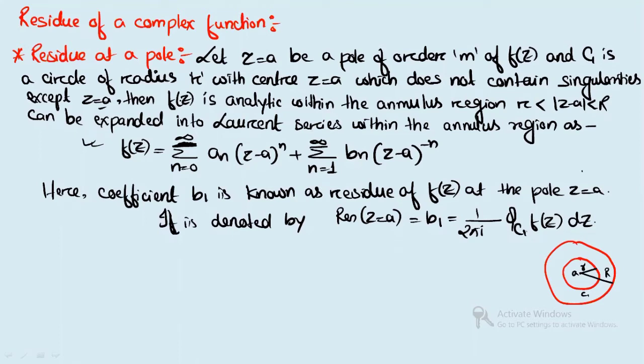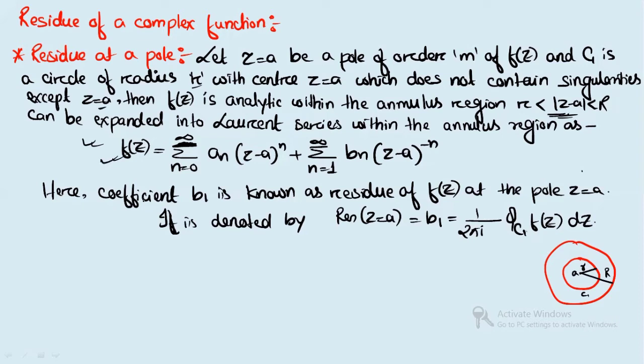Okay, so first we will start with the residue at a pole. You have already seen this function, the Laurent series. If z equals a is a pole of order m for a function f(z), and if C1 is a circle having radius r with center z equals a, and it does not have any other singularities except z equals a, and f(z) is analytic within the annular region where r < |z − a| < R, then within this annular region you can write the Laurent series expansion.